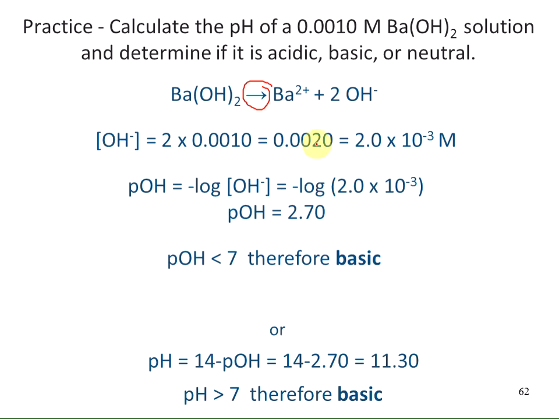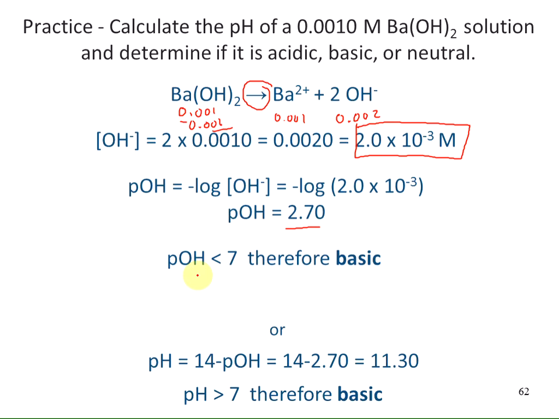So the hydroxide concentration is going to be twice the barium hydroxide concentration. The OH concentration is 2.0 times 10 to the minus third, because if we were to set up an ICE table, all of that dissociates. So it'll make 0.001 barium hydroxide, but it'll make 0.002 molar hydroxide. Now that we have the hydroxide concentration, we can calculate the pOH, which is the negative log of the hydroxide concentration. There we get a pOH of 2.7.